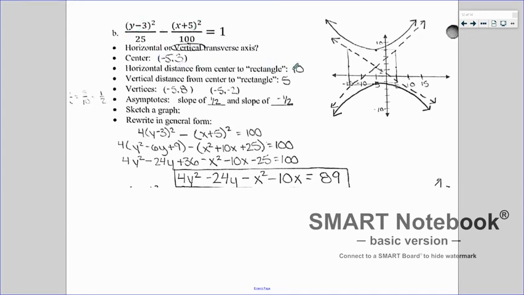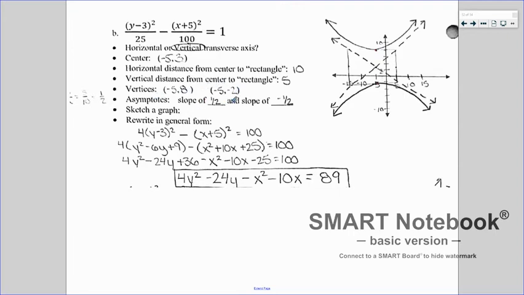Horizontal distance from the center is the square root of 100, so we're at 10. Square root of 25 is 5, so that's our vertical. The vertices, I'm going to go from the center, and since this one opens up and down, I'm going to go up 5 and down 5 from that 3. So I'm at negative 5, 8, and negative 5, negative 2. There they are.